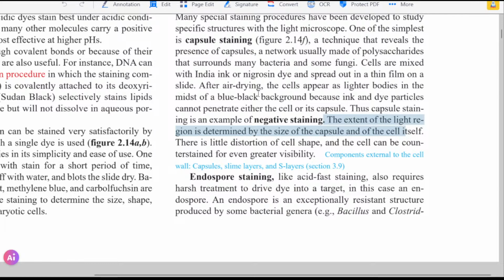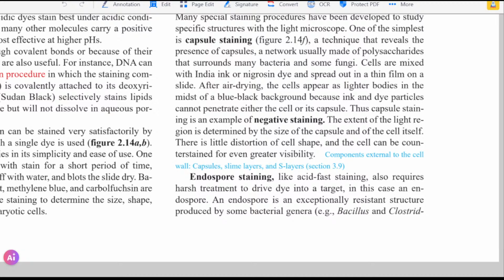The extent of the light region is determined by the size of the capsule and of the cell itself. Right, if you are going to see the structures within that background, it makes it possible for us to understand the size of the bacteria that we are dealing with. Although I don't think we will know how much is the diameter of the capsule and how much is the diameter of the cell. There is a little distortion of the cell shape and the cell can be counter-stained for even greater visibility. So you have stained the background and now you can counter-stain the cell as well.